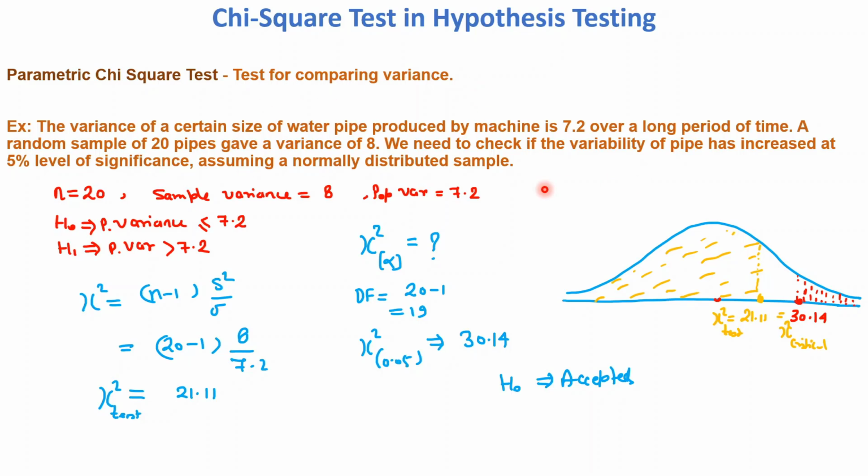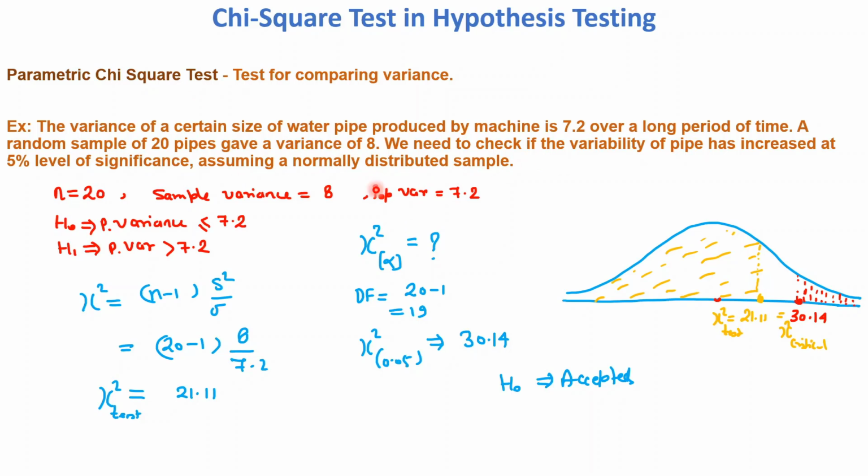Let's explain with one example here. The variance of a certain size of water pipe produced by a machine is 7.2 over a long period of time, and a random sample of 20 pipes gave a variance of 8. It means we randomly selected 20, and those 20 gave a variance of 8. So we need to check if the variability of the pipe has increased at the 5% level of significance, assuming a normally distributed sample.